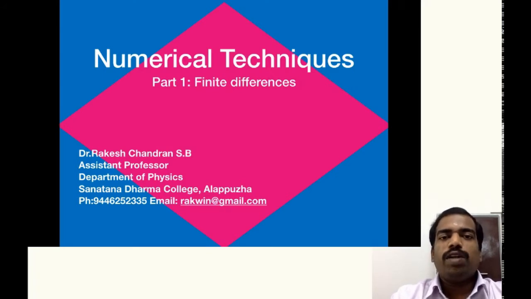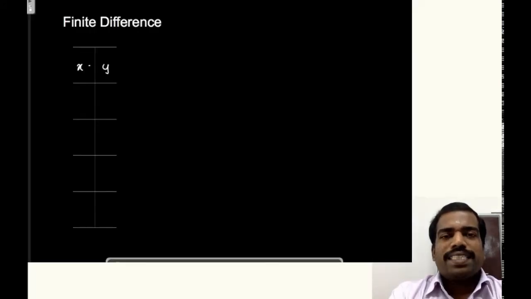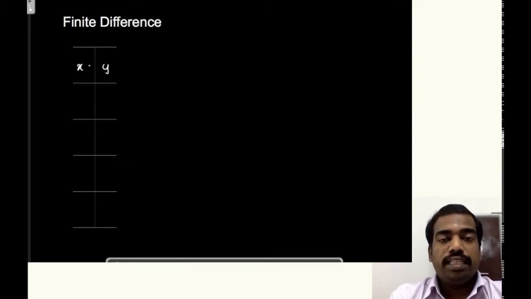So in this session we are going to learn what this finite difference of a function is and what the different types of finite differences are. Let's move to the topic. So we can discuss what this finite difference of a function is. A finite difference of a function is nothing but the difference between two functional values.